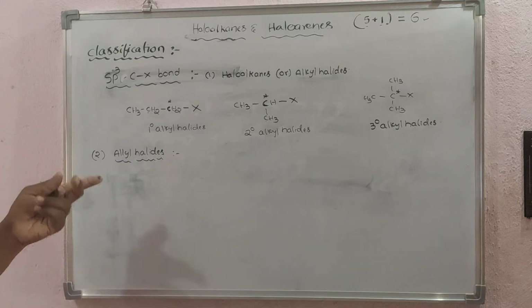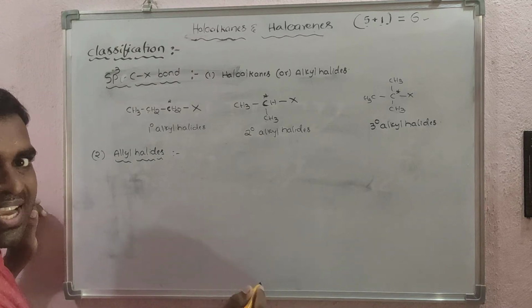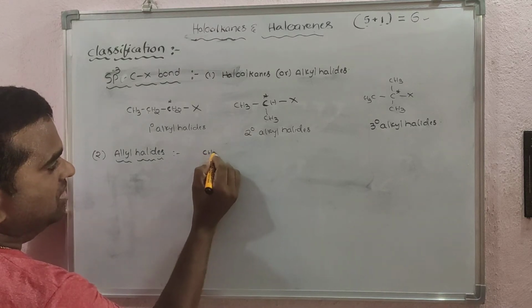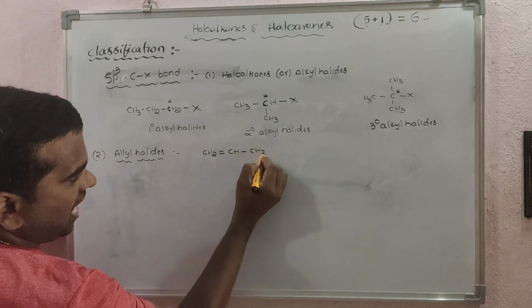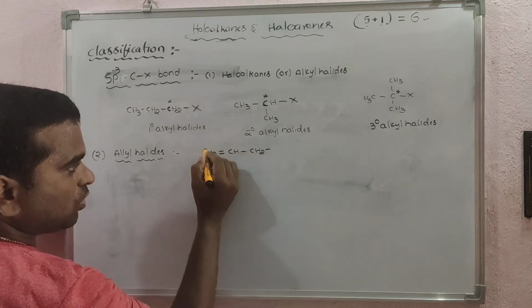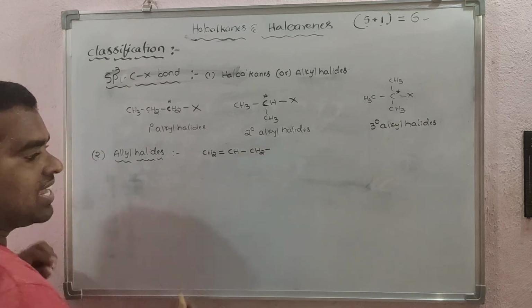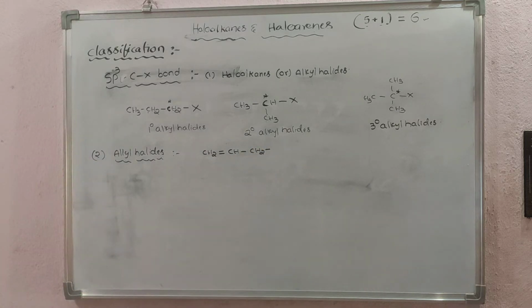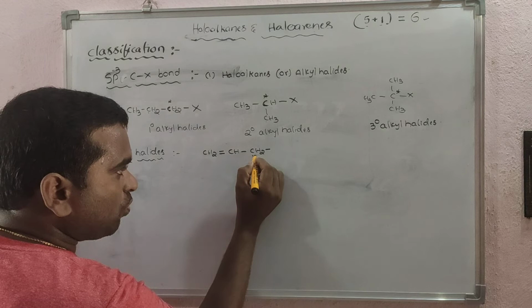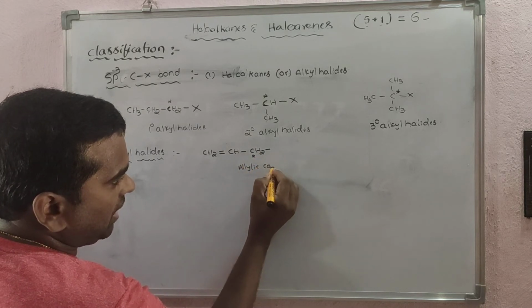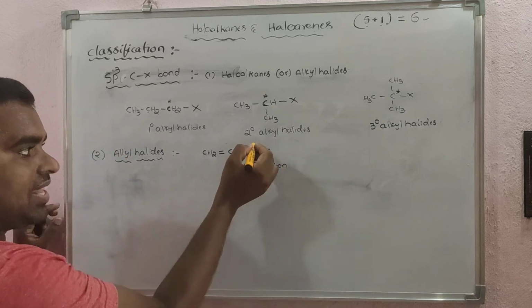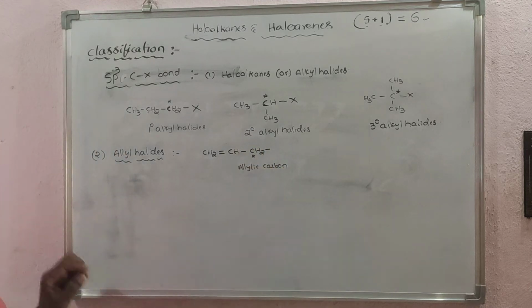What is allyl halides? First, allyl group you must know. What does the allyl group mean? CH2 double bond CH and CH2. This group we will call as allyl group. And this carbon we will call allylic carbon. And this position we will call as allylic position.